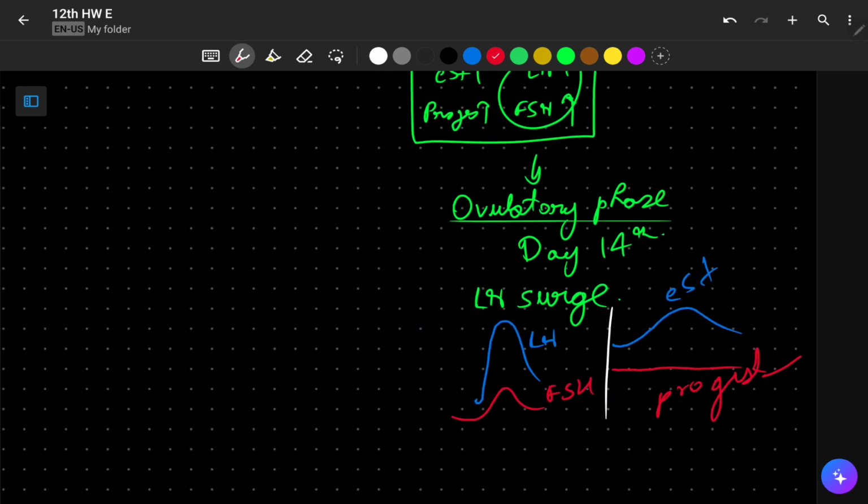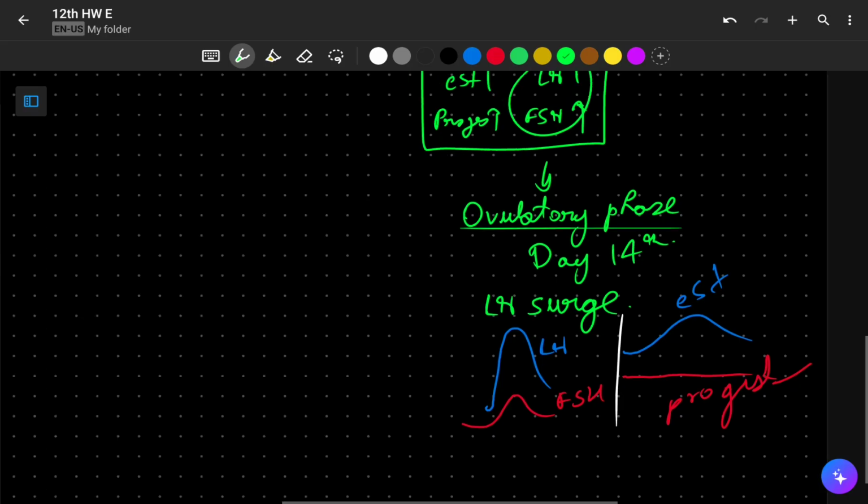And now what will happen? The Graafian follicle will rupture, the ovum will come out, the Graafian follicle will form the corpus luteum, and that corpus luteum will secrete progesterone, which is essential for the maintenance of the endometrium to maintain that proliferation. Who started it? Estrogen. And now who is maintaining it? Progesterone. Okay, simple as that.